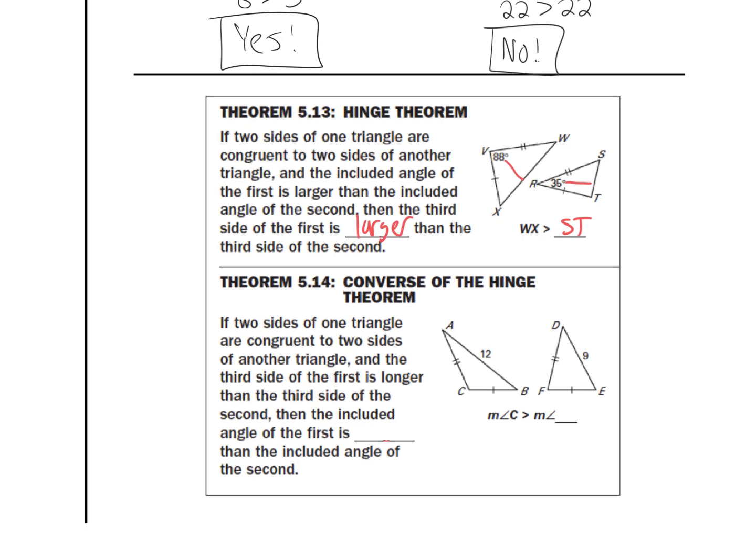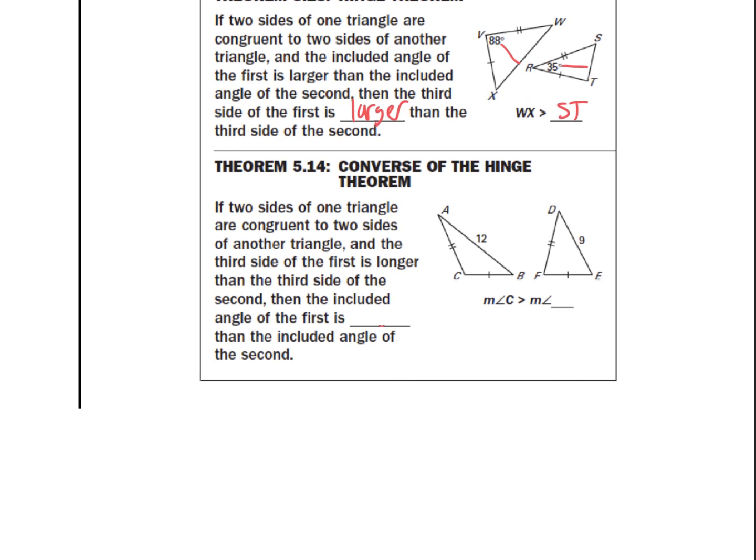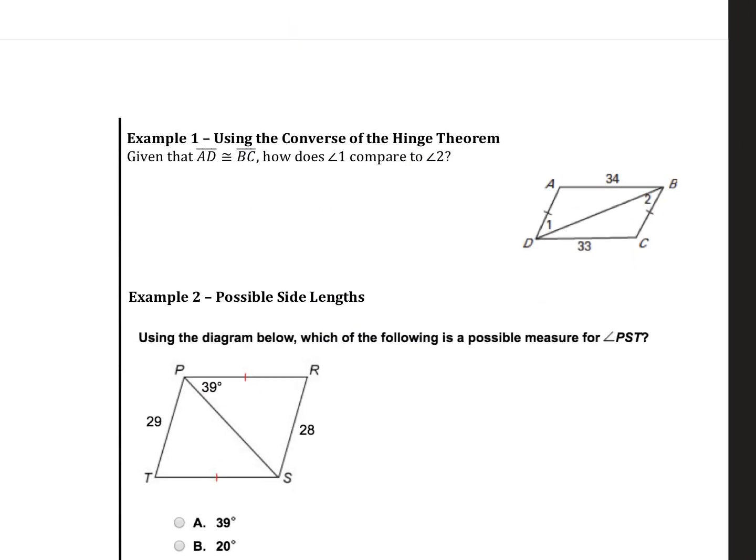Okay. And the converse is also true. 12 is across from C and 9 is across from F. Which angle is going to be larger, do you think, C or F? C is going to be larger than angle F because it's across from a bigger side. So we're going to put larger. That's called the hinge theorem. Basically, both sides are hinging. They're the same length, but how wide apart they're spread for an angle is going to affect how big the side is across from them.